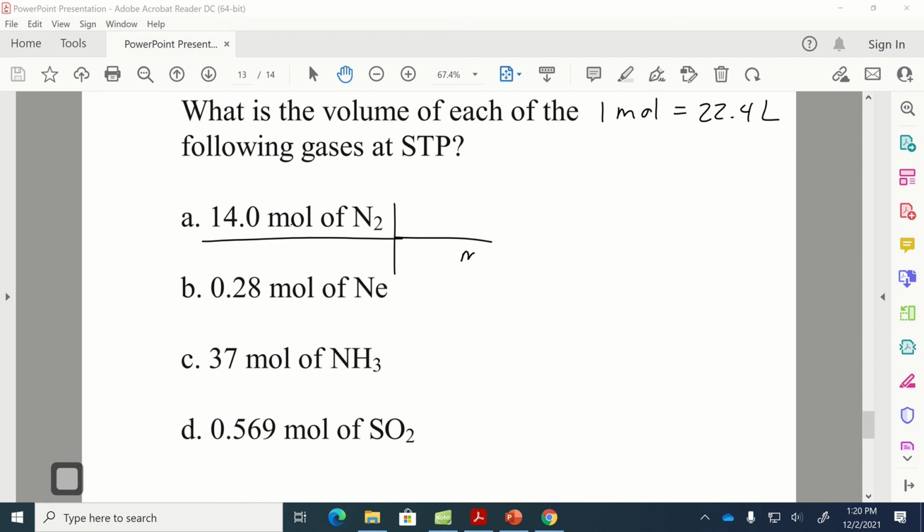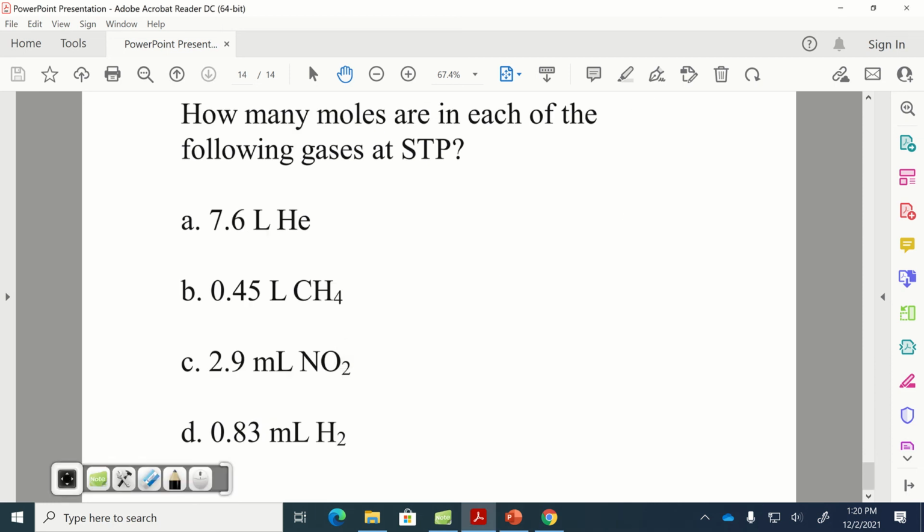I'm coming from moles, going to liters. Moles is with something else other than moles. It's another unit. So 1 on the mole, 22.4 liters. Multiply these two together. 14 times 22.4. That's 3 sig figs. This is 3 sig figs, by the way, because there's a decimal. So this would be 314 liters. So we just use that 22.4.